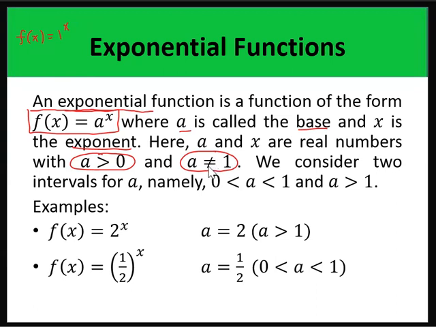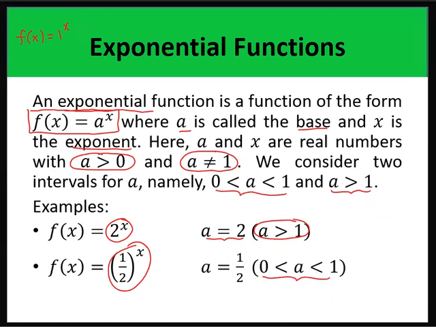Now, since the base is a positive real number that is not equal to 1, the values of a will be divided into two intervals. The first interval is when the base a is between 0 and 1, and the second interval is when the base a is higher than 1. Examples of these exponential functions are f of x equals 2 raised to x. In this case, the base a is equal to 2, which is higher than 1. The second one is the function f of x equals 1 half raised to x, where the base a is equal to 1 half, which is between 0 and 1.